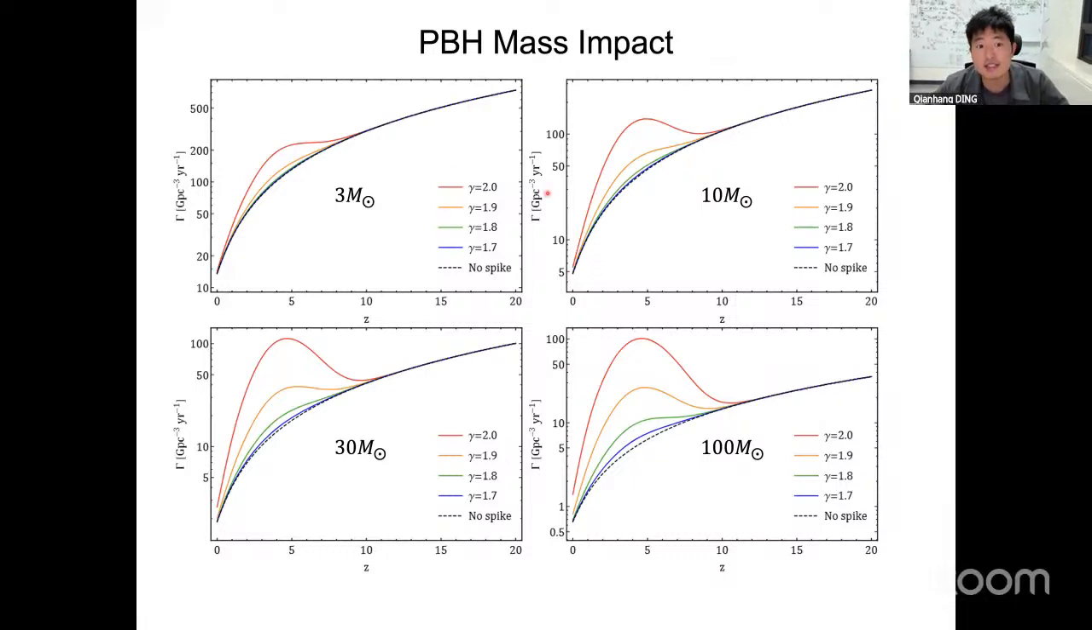And the reason is that the late PBH binary merger rate is independent of the PBH mass, but the early PBH binary merger rate depends on the PBH mass. So when we consider small-mass PBHs, the early PBH binary merger rate will be increased, so this peak does not look very clear. But for heavier PBHs, this bumpy peak will be very significant. So this is how the PBH mass changes this profile and this evolution.